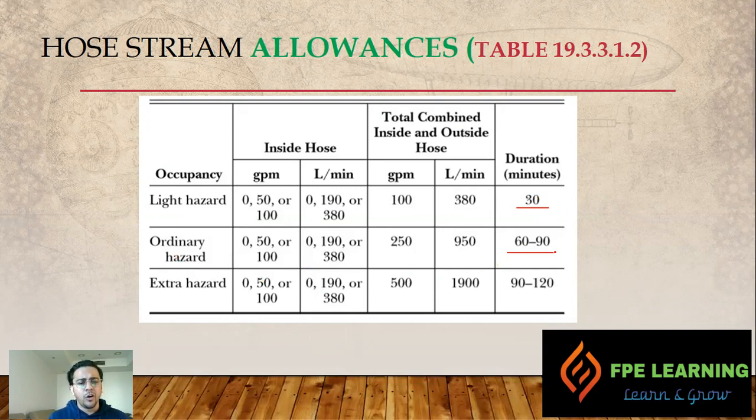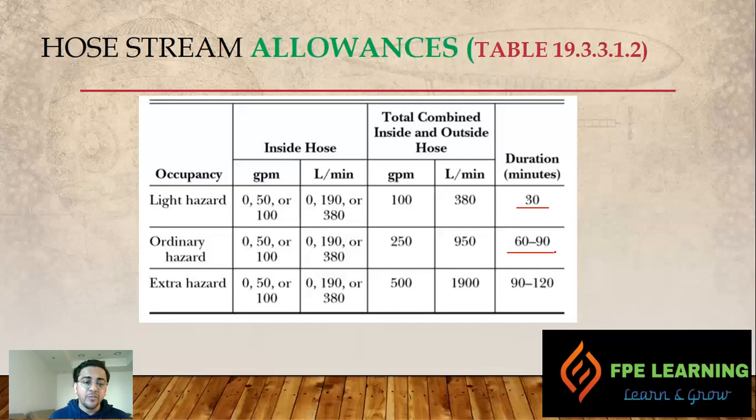Although we know all systems with more than 20 sprinklers need to be supervised as per NFPA 13, so there is no chance that you are going without supervision in 2021. This is not possible. So that's all about the duration.